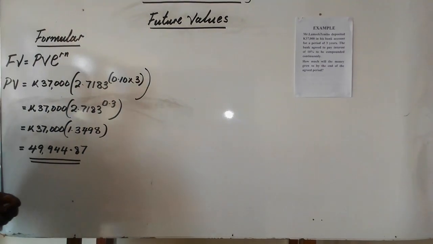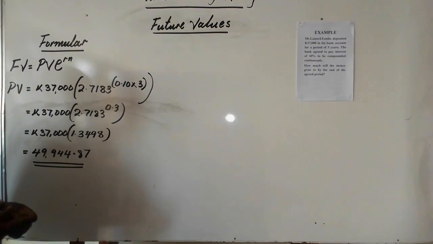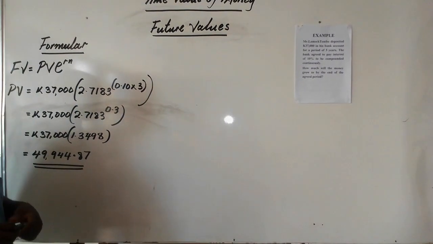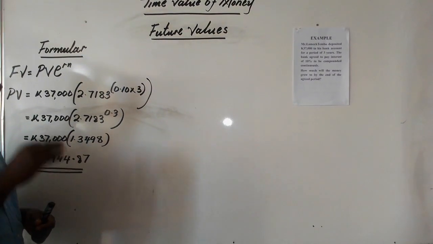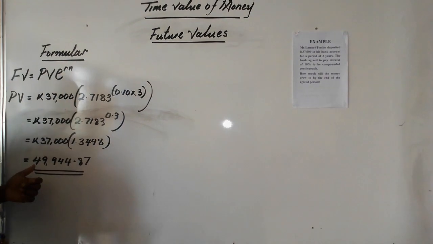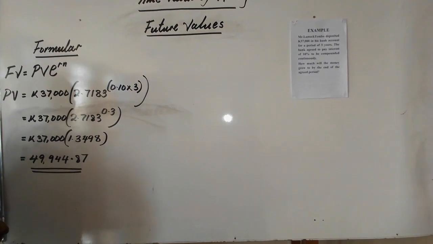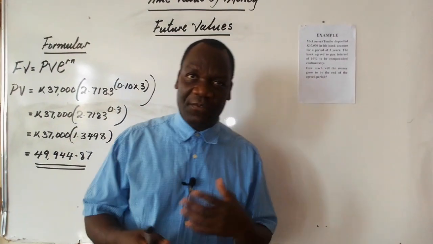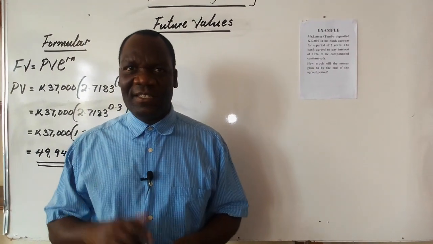So what does it mean? What it means here is that the future value of 37,000, after this person invested his money in this bank account where the compound interest was continuous, at the end of the agreed period, which is 3 years, his money will grow to 49,944.87 kwacha. So this is the way we solve a question concerning future values with the compound interest that is continuous. See you in the next video.